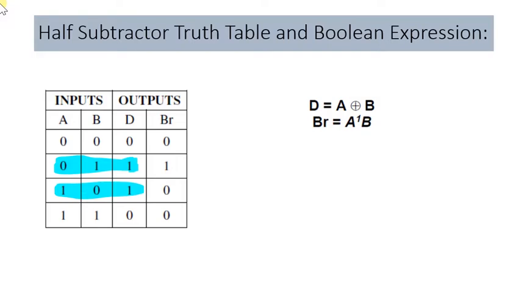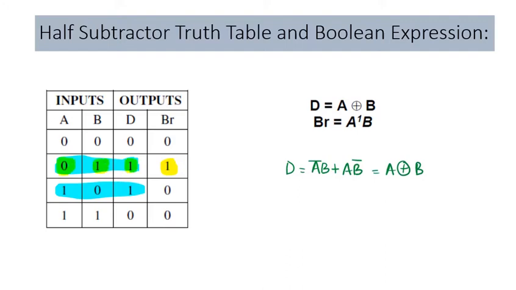So I have highlighted the output difference corresponding to the minterm, and we obtain the expression to be equal to A bar B plus AB bar, which is equivalent to A XORed with B. When we come to the equation for the borrow, I am going to highlight the minterm corresponding to the borrow, and I obtain the equation as A bar B.